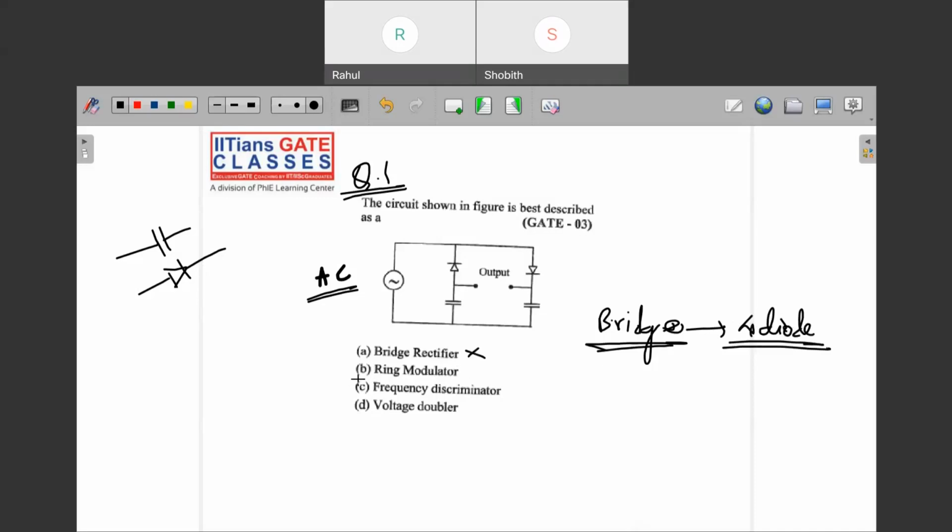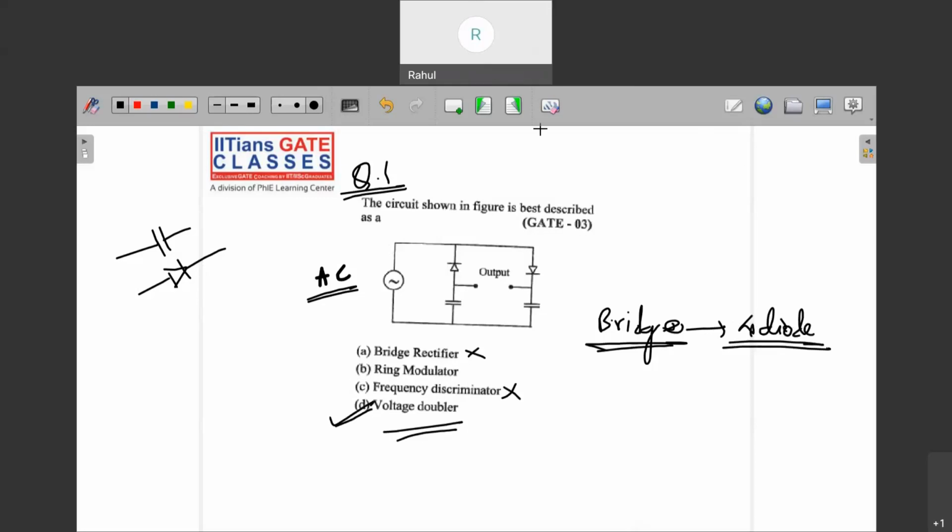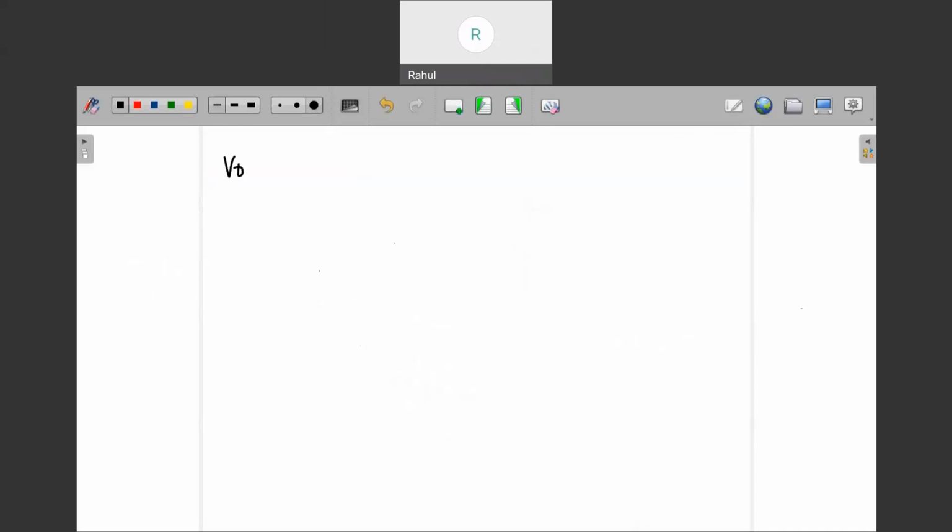Ring modulator, it cannot be the answer. This frequency discriminator, it cannot be. Only voltage doubler. Okay, it is a voltage doubler circuit, remember. Already I have told you how to design a voltage doubler circuit. So let me explain again the voltage doubler circuit, right?